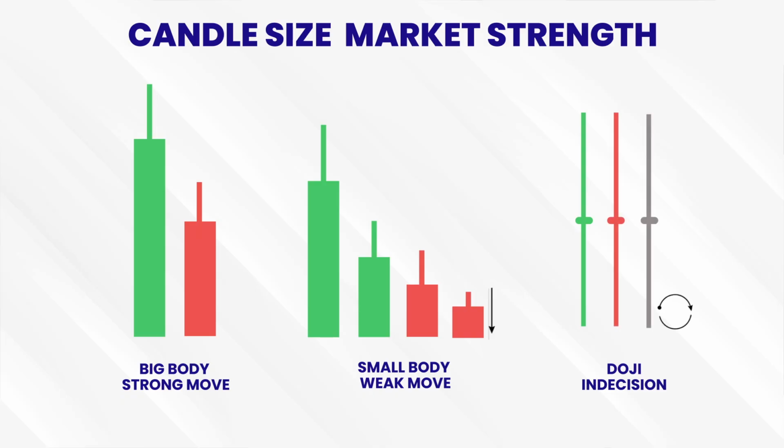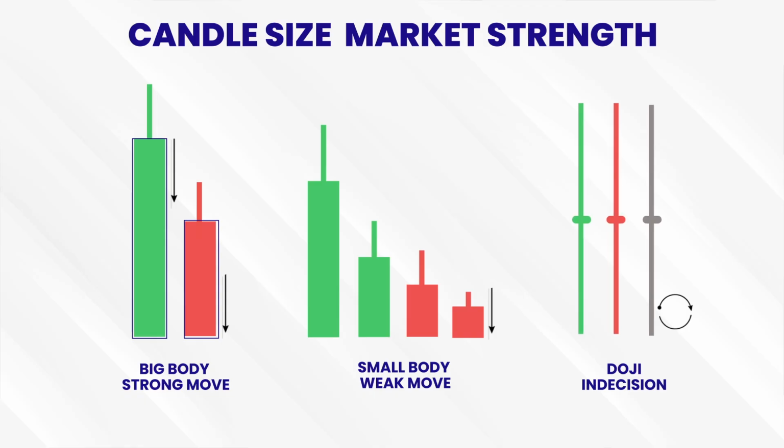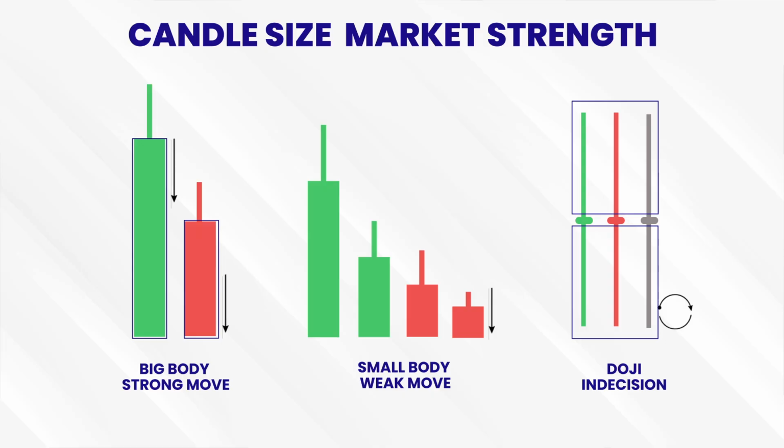When buyers or sellers dominate, candles form with large bodies, showing strong movement in one direction. Smaller candles mean less activity or balance between buyers and sellers. A doji forms when the market can't decide, as the open and close are nearly the same.